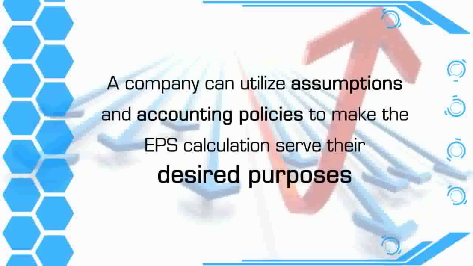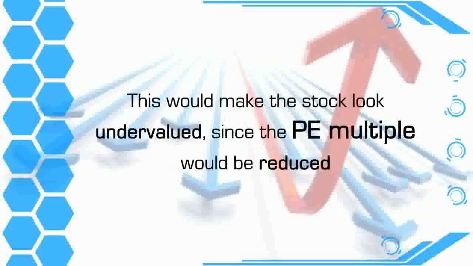Since EPS is such a driver of stock price valuations, a company may strive to report a high EPS. This would make the stock look undervalued, since the PE multiple would be reduced. Now that's the price to earnings multiple. Always look to the 10Q for what it reports and compare to what you read in other sources. Investigate the reasons for any differences. The answers will likely appear in the footnotes.